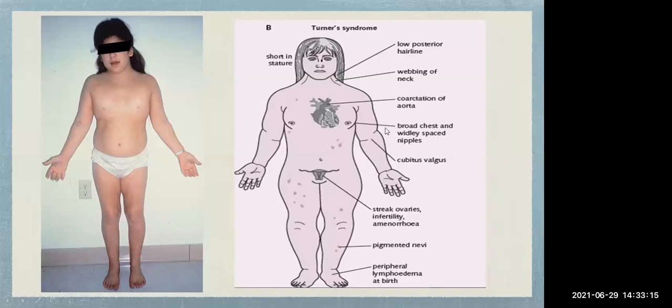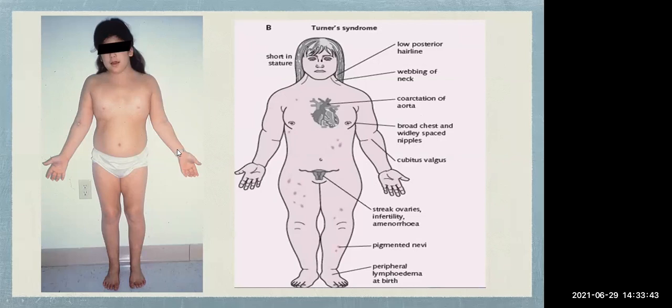Valgus means a wide carrying angle, meaning away from the body, right? You learned that in your anatomy, right? So there's valgus and varus. Varus means pointing towards, like an arrow. Valgus means pointing away. So cubitus valgus means there's a wide carrying angle, that means the elbows point away from the body in anatomical position.